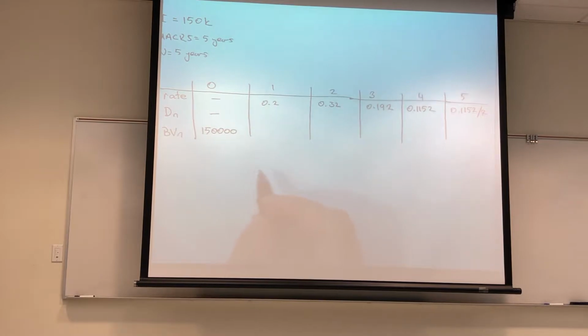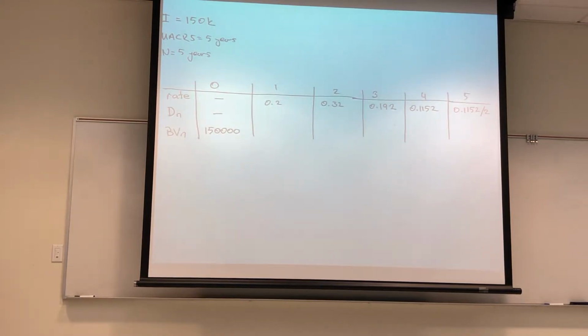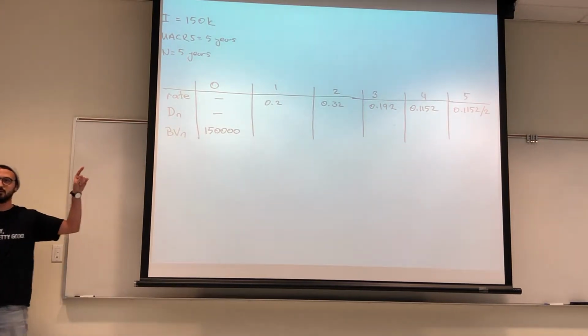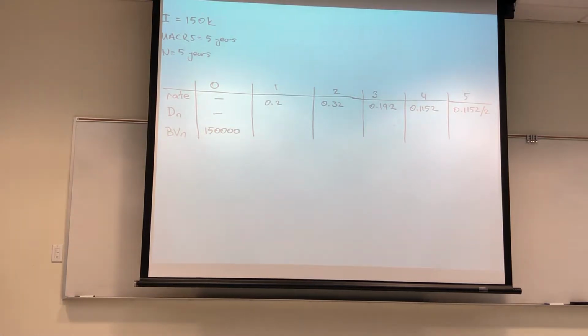Now, do all of you remember how we found the depreciation? If not, it's pretty simple. Just multiply the rate with the initial book value. Since we're doing macros, we always multiply the rate with the initial book value we have. So let me write those down. 150,000 times 0.2 is 30,000. And now our book value will be the previous one minus 30,000, so 120,000.